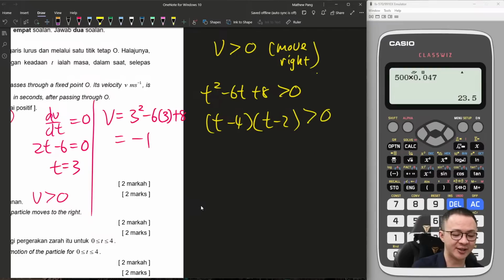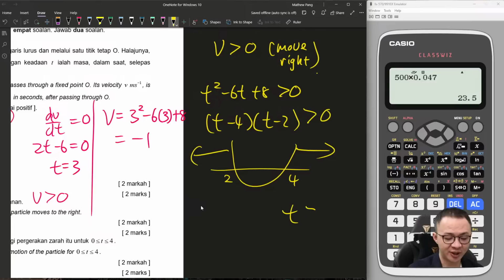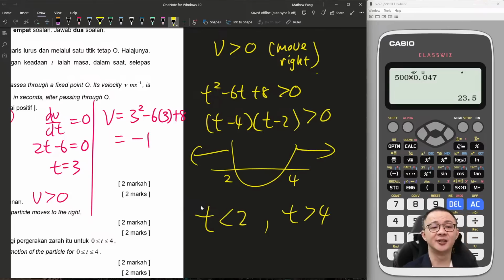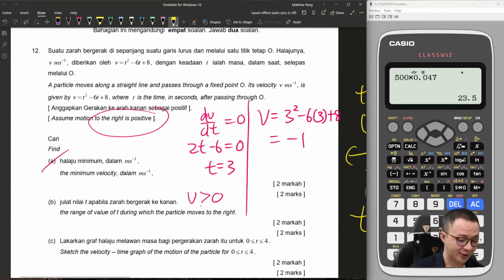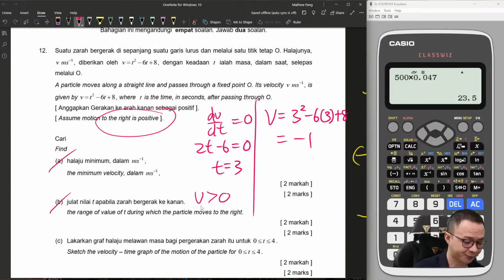Never mind, I'll do it step by step. Then we will draw this out: this one is 2 to 4, right? Then bigger goes in this direction. So t must be bigger than 4 or t must be less than 2. Okay, this is when the particle moves right. Okay, done.